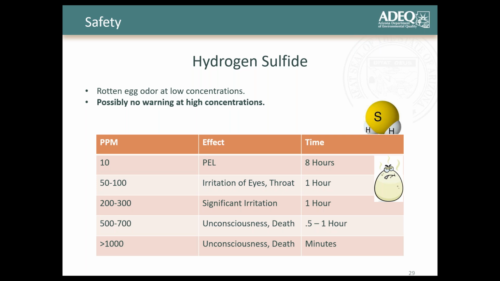Your nose gets accustomed to the smell, and you think you're in a totally acceptable working environment until you're not. At 50 to 100 parts per million, you start getting some irritation in your eyes within the hour. The irritation increases as the concentration increases. At 500 to 700 parts per million, it only takes half an hour to an hour to render you unconscious or dead. Then you start getting to higher concentrations, and mind you, you will see no warning of it. You can go unconscious or die within a matter of minutes.